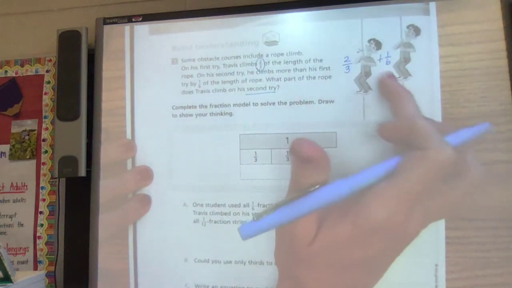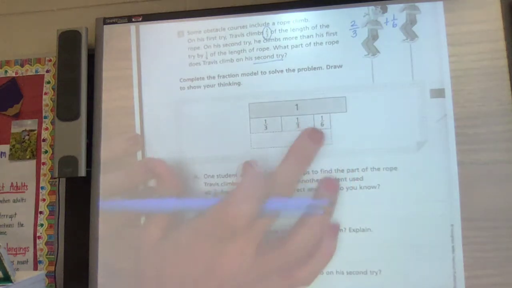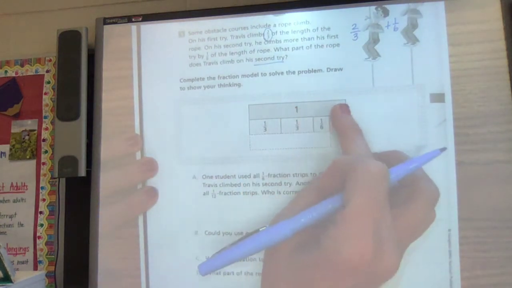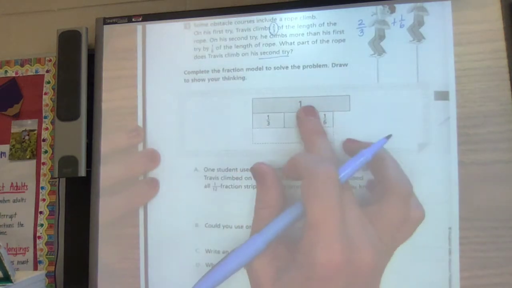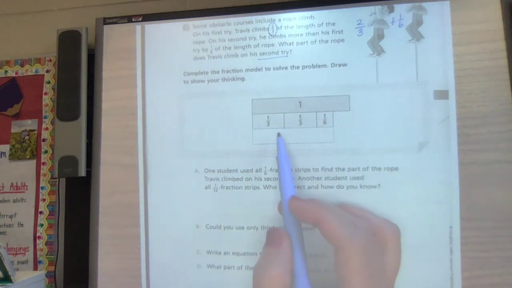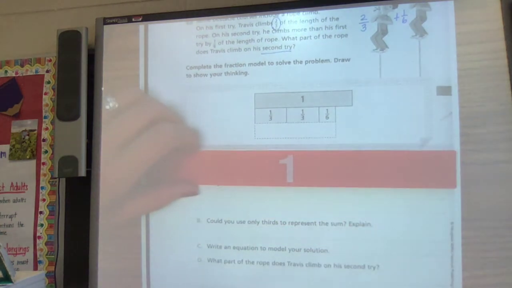So 2/3, and he added a 6th to that. So we see that here with our tiles and our picture that they have. And do you see that they put that one whole just to help you have an idea of how it looks? Okay? So we've got thirds and 6ths. Let's think about it. What do you think we can use? I'm going to stick mine right here because ours look a little different than that.